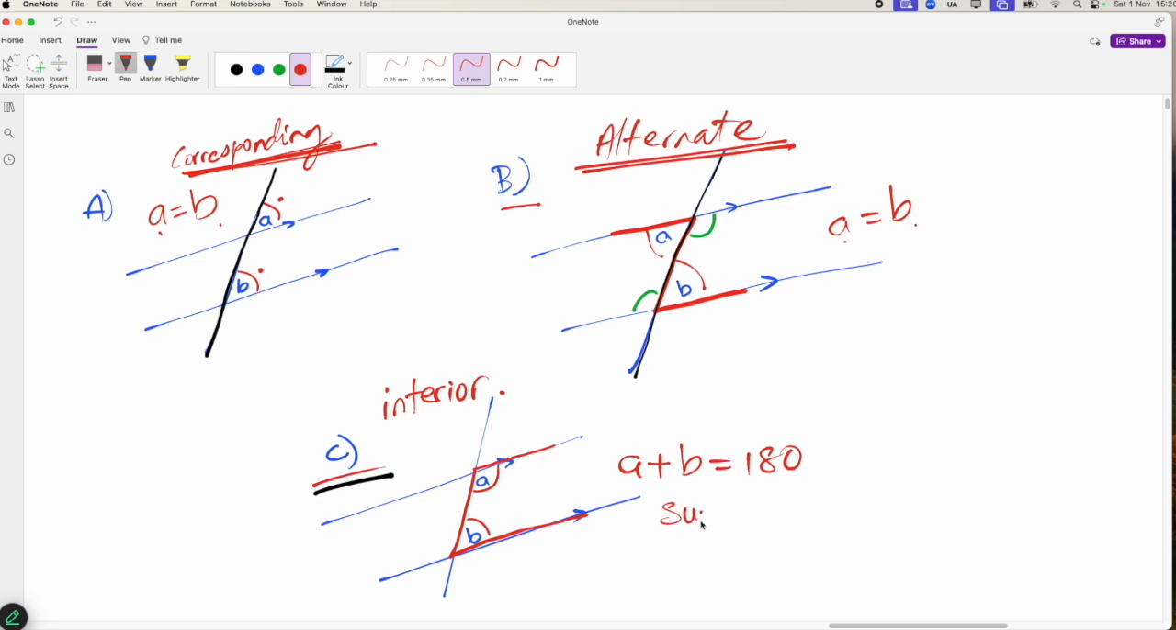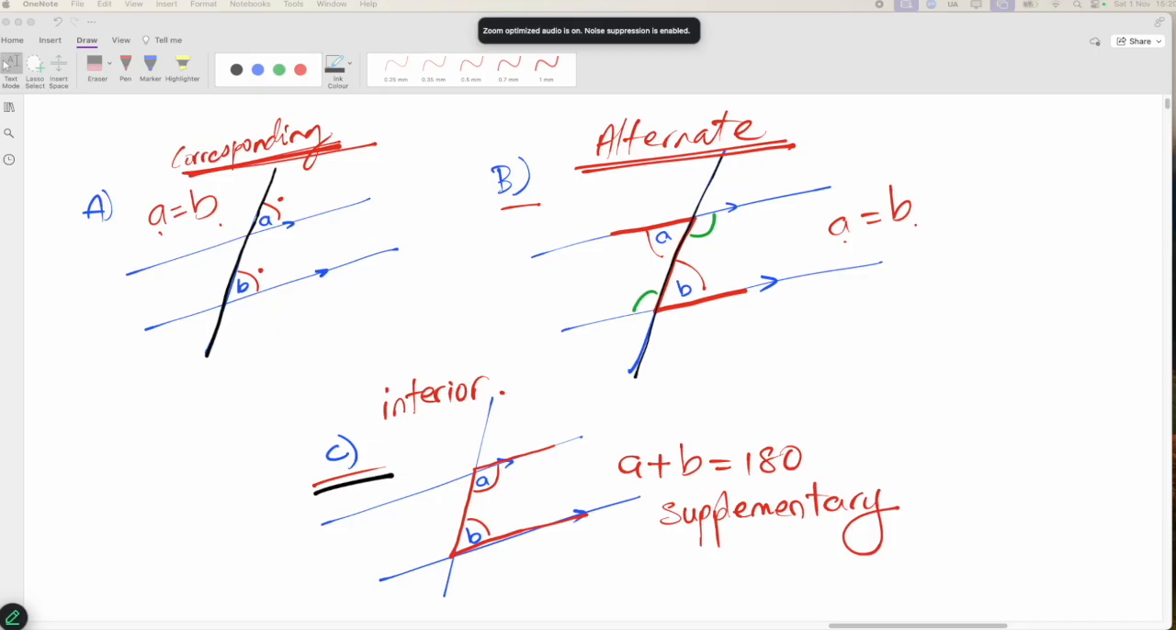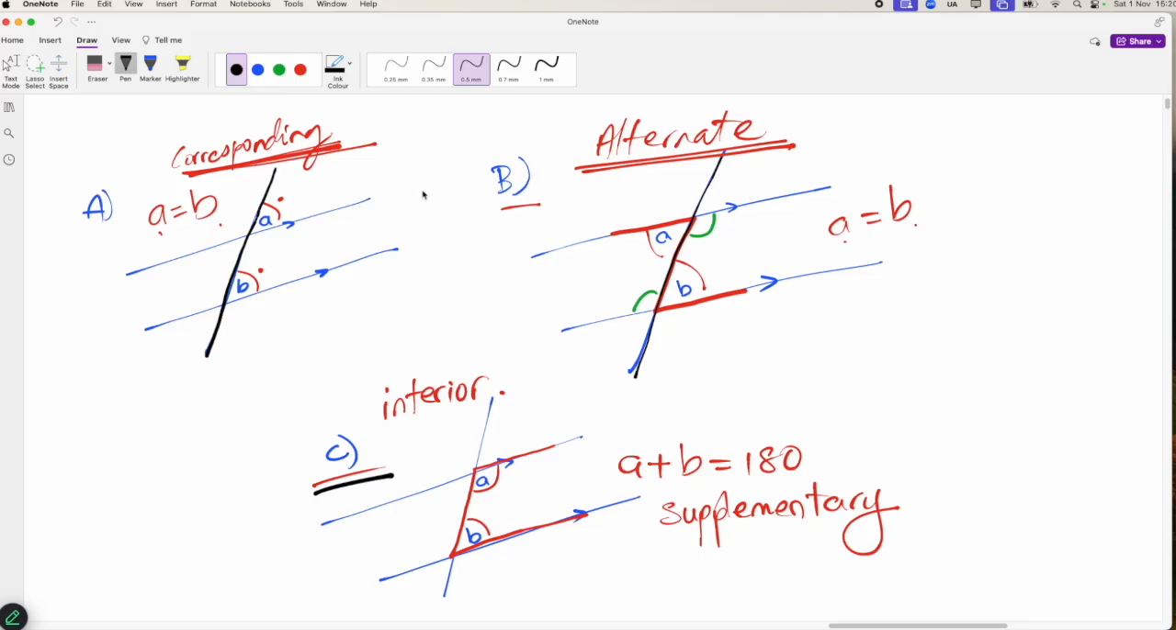Something else I noticed that helps now with interior is if you look at alternate as well. Because if this B on the bottom is the same as the one on the top right part of the C, then the part that is the A in C would be something plus the original B, which would be 180. So that makes me think about 180.